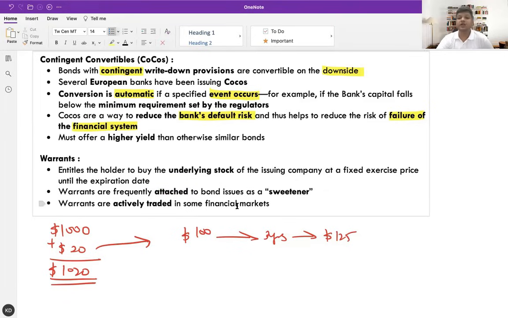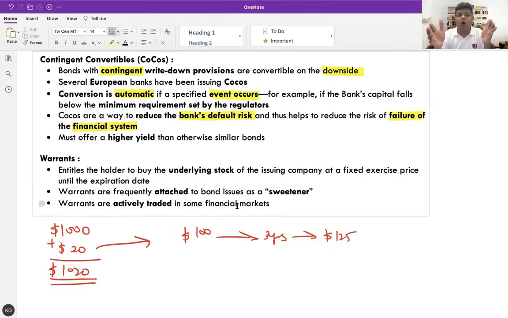These warrants are actively traded in some financial markets. So these warrants which I've given you, the option at $100, you can buy at $125. Sorry, the strike price of $125. So whenever the price goes up, right now the premium is $20. The premium will also keep on increasing.